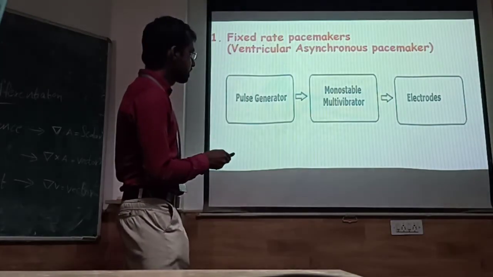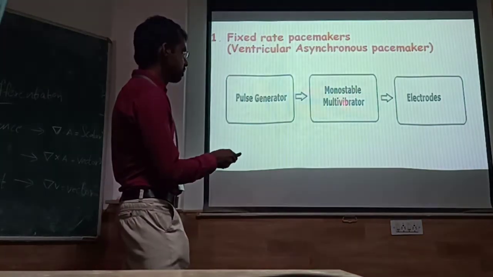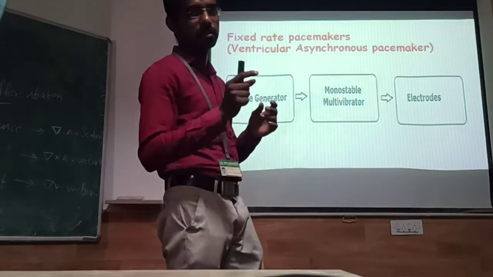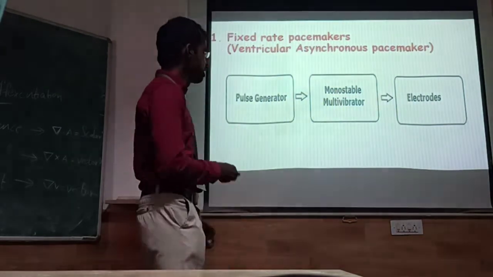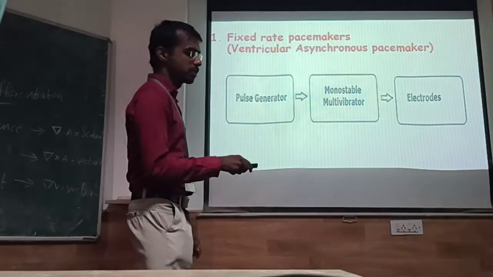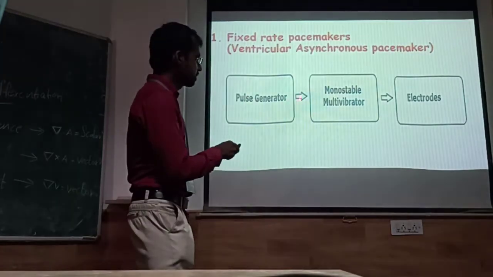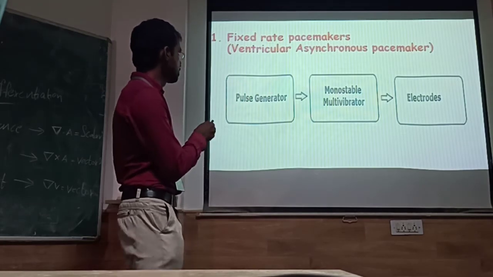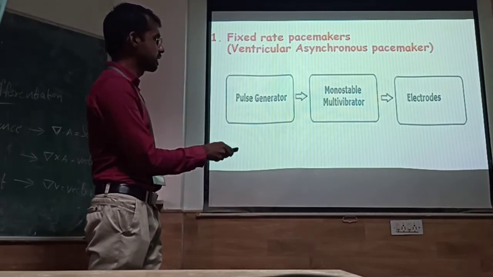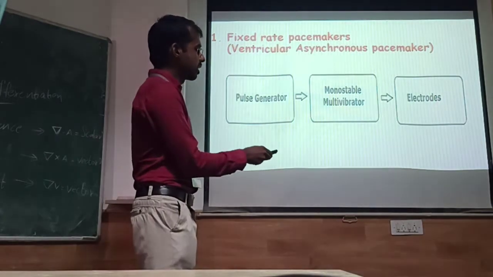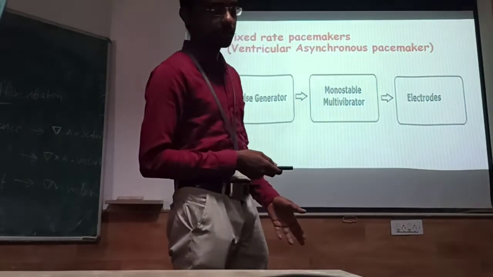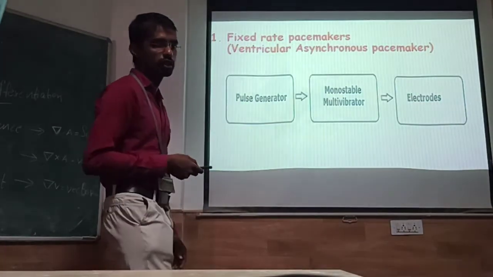Here you can see that to give the trigger to this monostable multivibrator, you have a pulse generator circuit. It generates the trigger pulse in a constant fashion. Whenever a QRS waveform is needed, this will generate a pulse. So that's how it goes. It runs at a constant rate, which is why it is called a fixed rate pacemaker. To deliver this, you have electrodes. Here you have a catheter arrangement. Through the catheter, it is connected to the nerves.